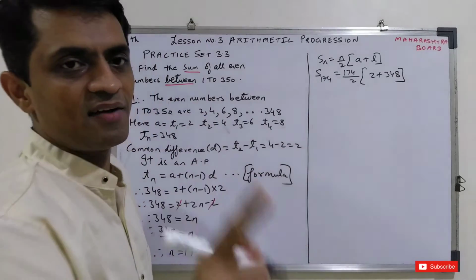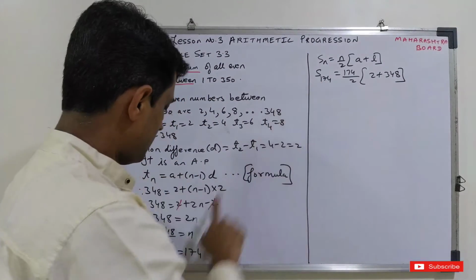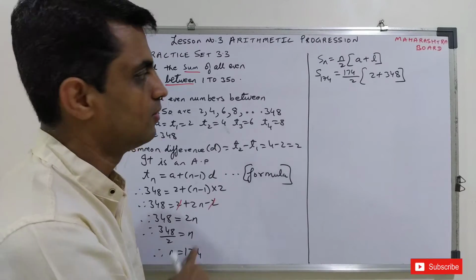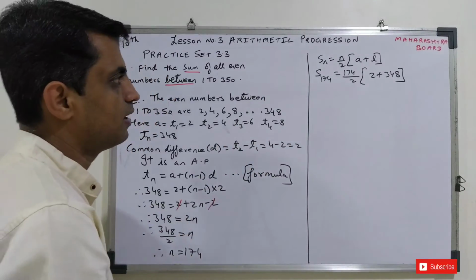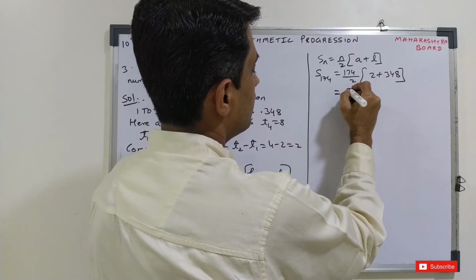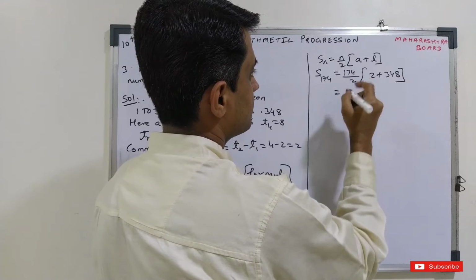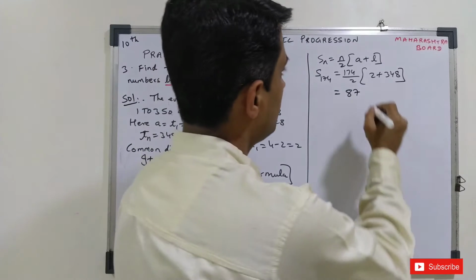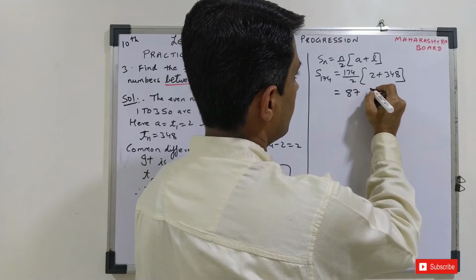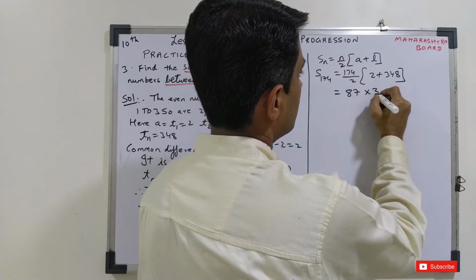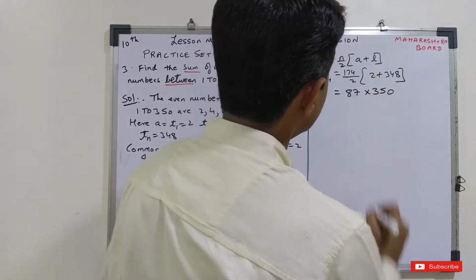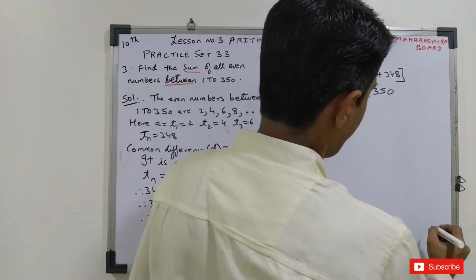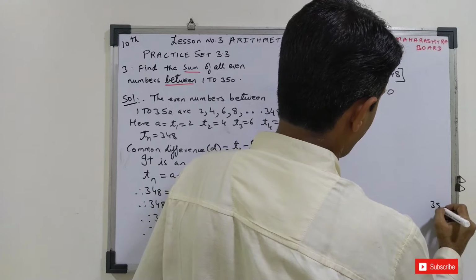Did you understand why we use the Tn formula? Here we had to find 174. We have to find the value of n. That's why we use the Tn formula. So here 2 8s are 16, 2 7s are 14. Now this will give you what? 350. So 87 into 350. Let us multiply. I am multiplying here.